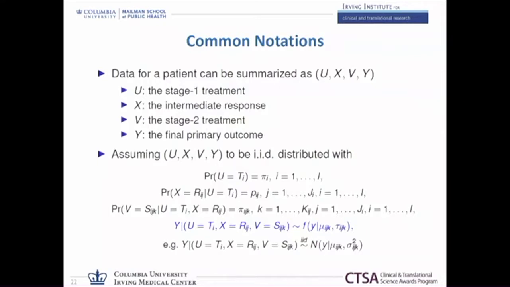So specifically in this presentation, we just focus on the mean of the primary outcome as the parameter of interest. Suppose the primary outcome is a continuous variable. Y, given a history of Ti, Rij, Sijk, follows a normal distribution with mu ijk being the mean of the primary outcome, which is the parameter of interest, and variance sigma ijk squared.